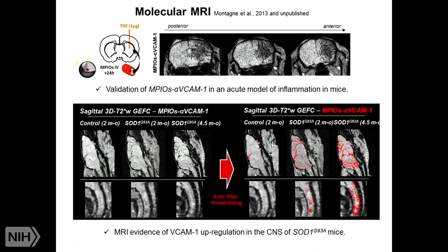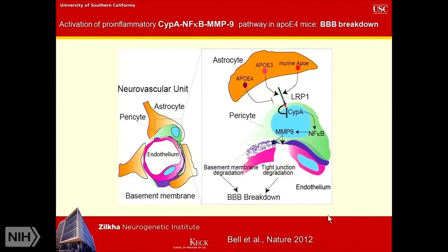Now, molecular MRI is something that we heard from previous speakers is quite important to develop for monitoring neurovascular inflammation. And my French postdoctoral fellow, Axel Montaigne, has developed this molecular MRI method with MPO, muon particles connected with alpha VCAM. So we measure this inflammation in models of ALS, for example, and this is something that I think is important for the field.